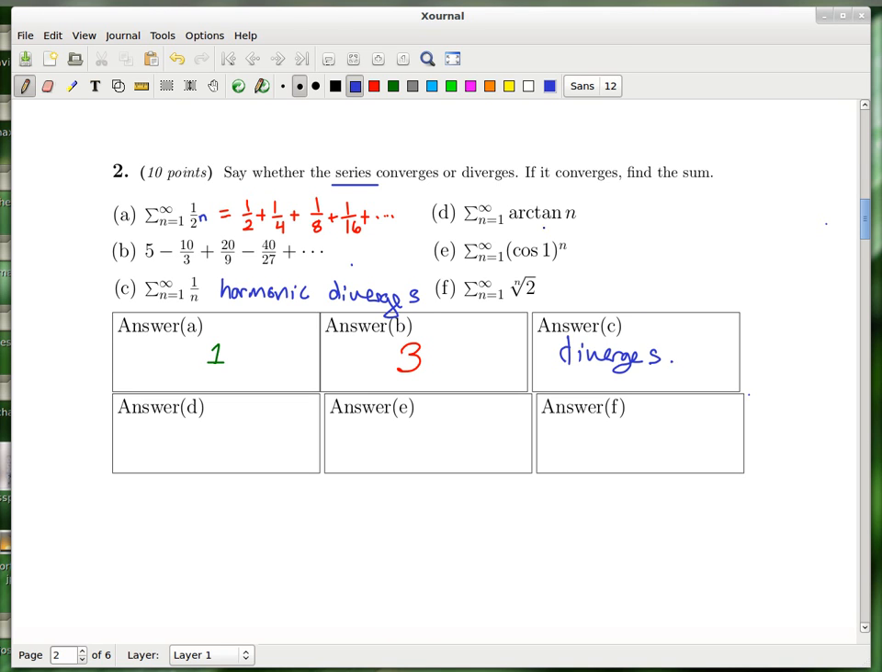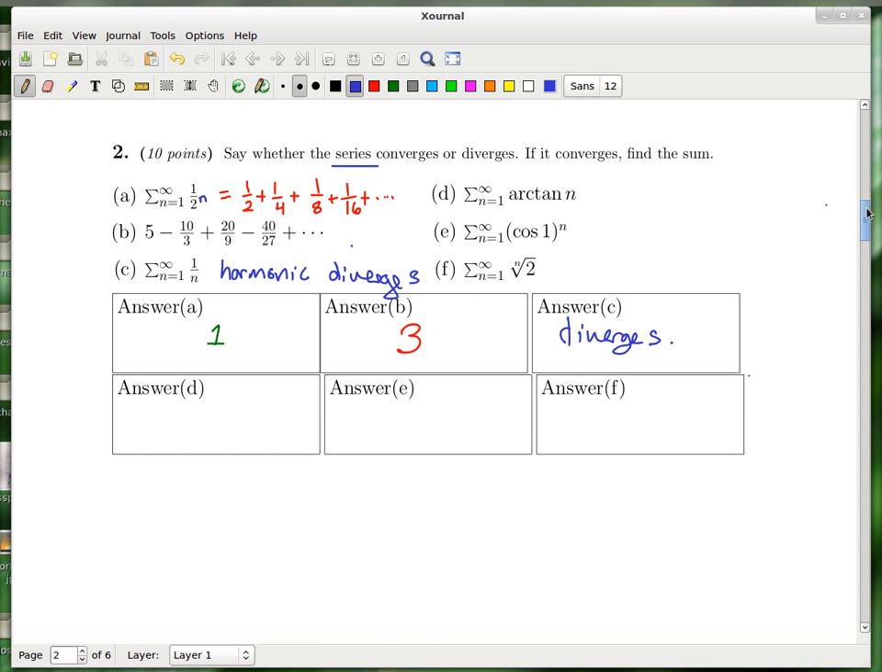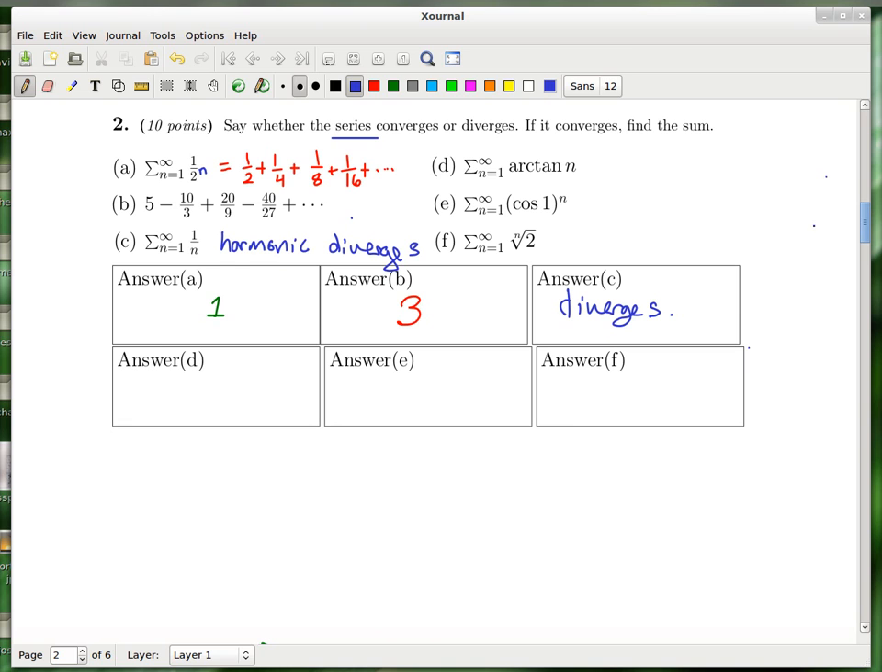Okay, and what about this one? Okay, so last time when we were just doing the sequences, arctan was very friendly and converged for us, but now we're adding them up. We saw in the previous problem that as n gets big, arctan gets close to pi over 2. What we're essentially doing here is adding up infinitely many pi over 2's, and so that adds up to an infinitely large number. So the answer is diverges.